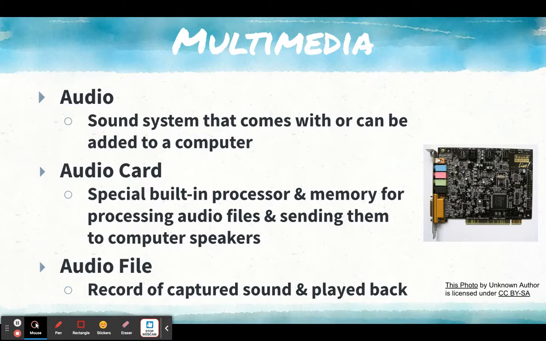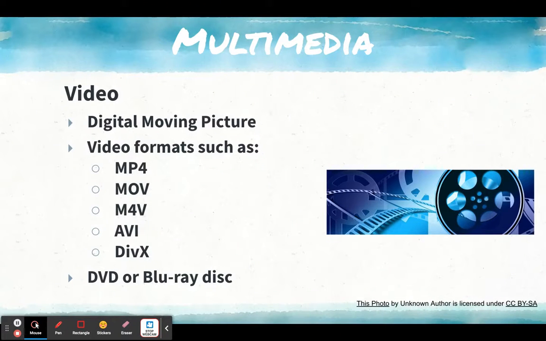Within the audio, there are two pieces: an audio card and the audio file. The audio card houses the audio files. It's a special built-in processor and memory for processing audio files and sending them to the computer speaker. So that's kind of the brain, okay? And the audio file is the actual recorded soundtrack that can be played back. So basically, you work from the top down: overarching audio, which contains audio cards, and on the audio cards are the audio files. Now, video, it's just a digital moving picture.